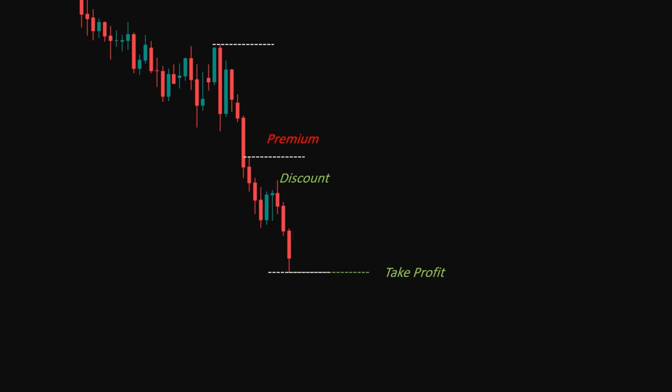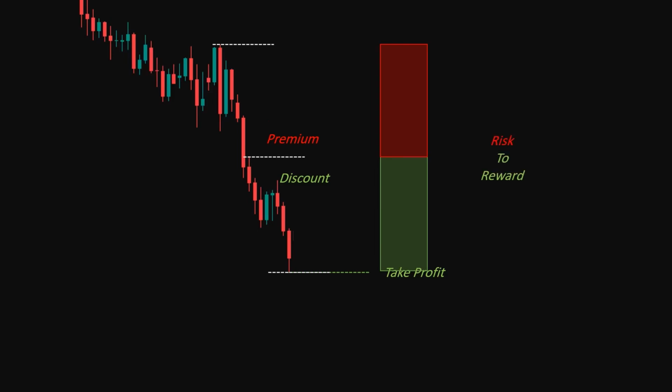Now, if we enter the trade from the premium zone, we're getting in at a lower price, so our risk is smaller and our reward is bigger. That gives us a much better risk to reward ratio. Ideally more than 1-to-1. That's why it makes sense to sell in the premium zone. It gives us smarter, safer trades with better potential profits.